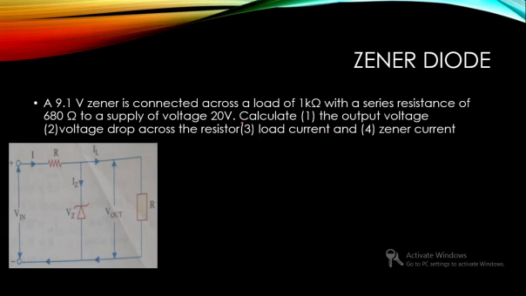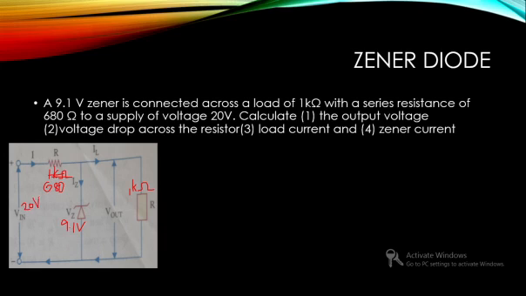Let us consider the circuit again. Here it is mentioned a 9.1 volt Zener, which means VZ is 9.1 volt, connected across a load of 1 kilo ohm, so RL is 1 kilo ohm, that is 1 into 10 raised to 3, or 1000 ohms. With the series resistance, I have a correction: the series resistance is given as 680 ohms, and the load is 1 kilo ohm. It is connected to a supply voltage of 20 volt.